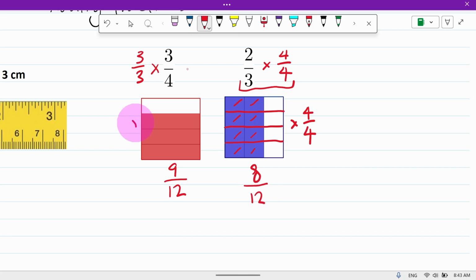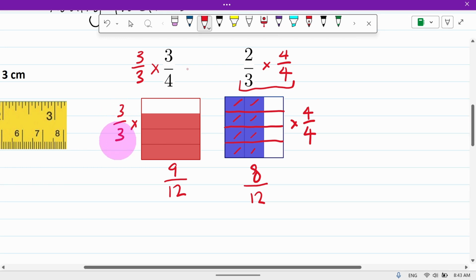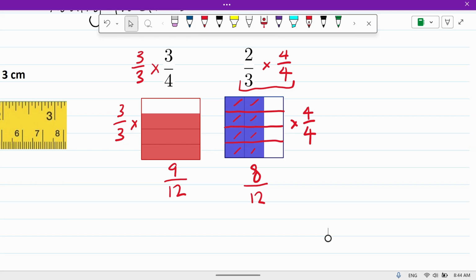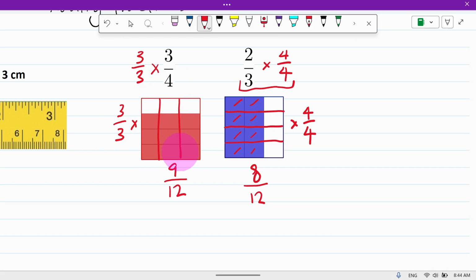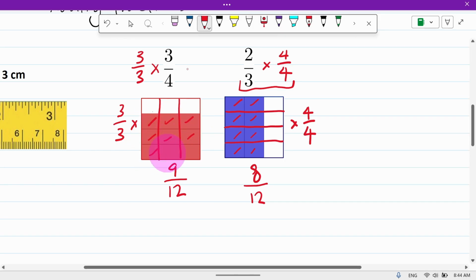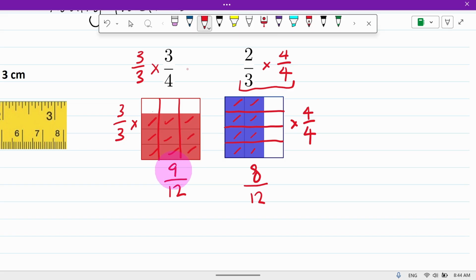So the same applies for multiplying 3/4 by 3 divided by 3. Remember, 3 divided by 3 is equal to 1, so we're not changing its value, we're changing how it looks. So I'm going to cut it up into 3 parts. 2 cuts, 1, 2, 3 parts. And if we count the shaded, 1, 2, 3, 4, 5, 6, 7, 8, 9, that's where our 9 comes from. And we have a total of 12 squares as the denominator.